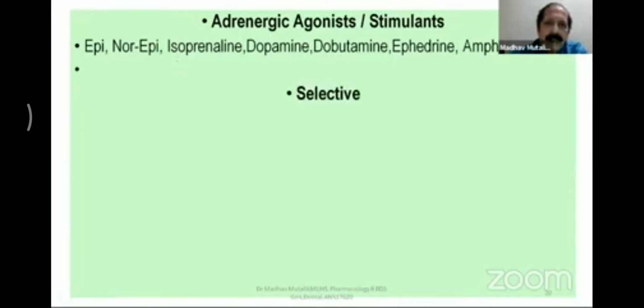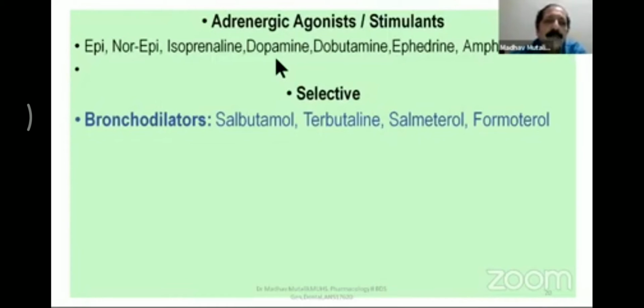The next group of drugs, adrenergic agonists, which are more commonly used now, are the selective adrenergic agonists. They won't stimulate all the alpha and all the beta receptors. They will have a selective action so that their toxicity will be comparatively less as compared to the non-selective adrenergic agonists, which are shown above. So the first group is bronchodilators. They are called as selective beta 2 stimulants, and they are salbutamol, terbutaline, and long-acting like salmeterol and formoterol.